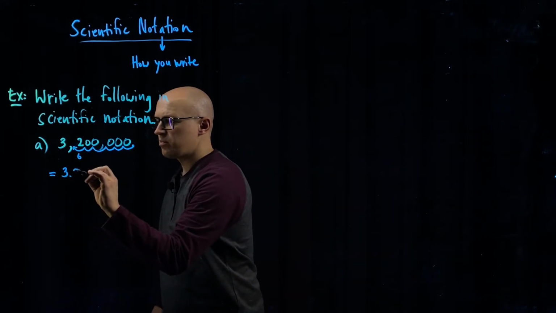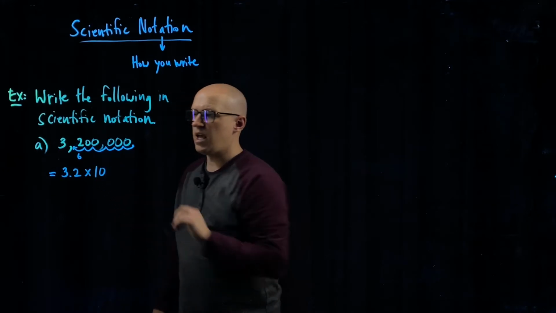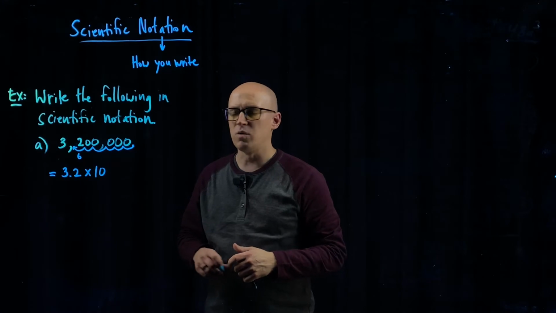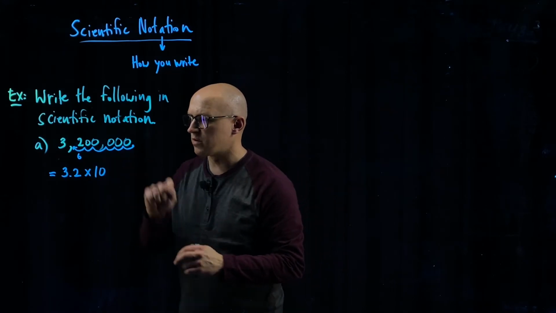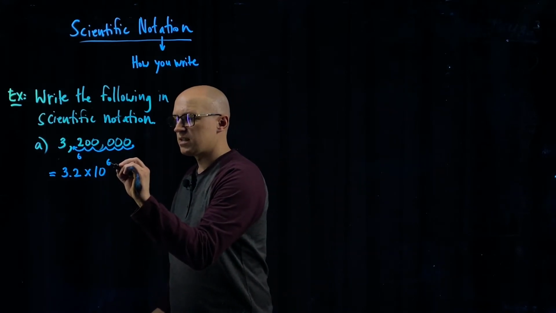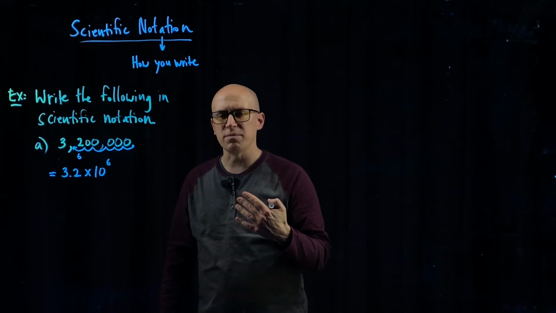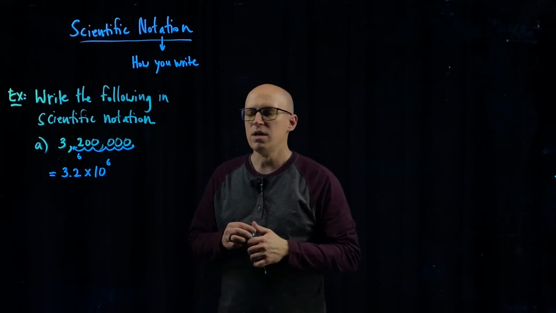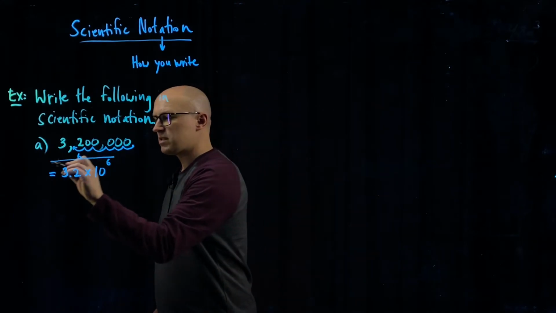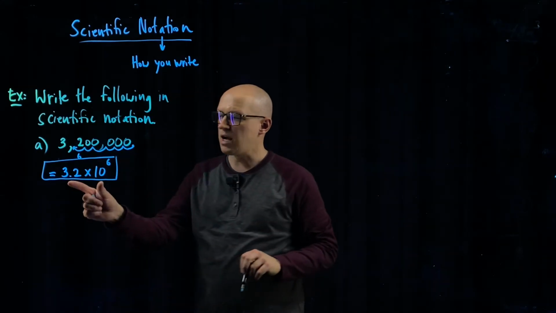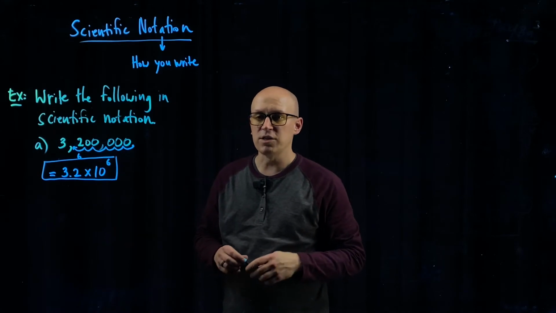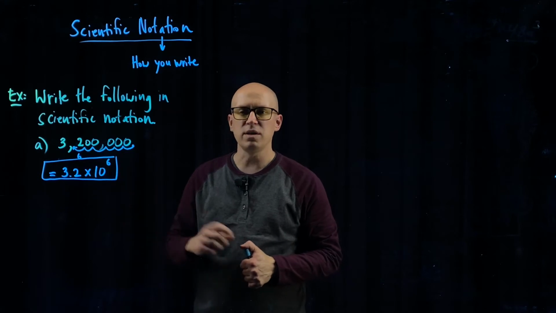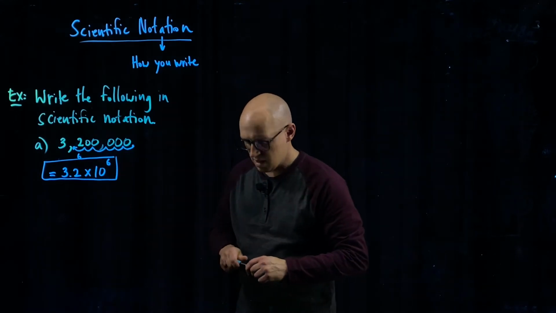So it's going to be 3.2 times 10. And how many tens are there in 3,200,000? Well, I moved the decimal over 6 times, so there are 6 tens. If you recall, when you multiply something by 10, you can simply move the decimal over 1 or add a 0 in order to figure out what that is. So this is 3,200,000 written in scientific notation. It's important to realize this is just a different way of writing it. These are completely equivalent.